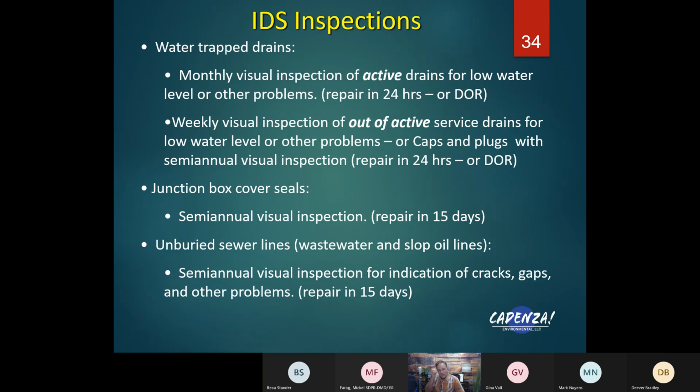Junction box cover seals require a semi-annual visual inspection to assure that they have a tight seal around the edge. If they don't, and there's a problem associated with them, they need to be repaired within 15 days. Same with unburied sewer lines, wastewater and slop lines, as well as semi-annual inspections of and looking at these for indications of cracks, gaps, or other problems that can cause VOCs to get to the atmosphere. Again, repaired within 15 days.